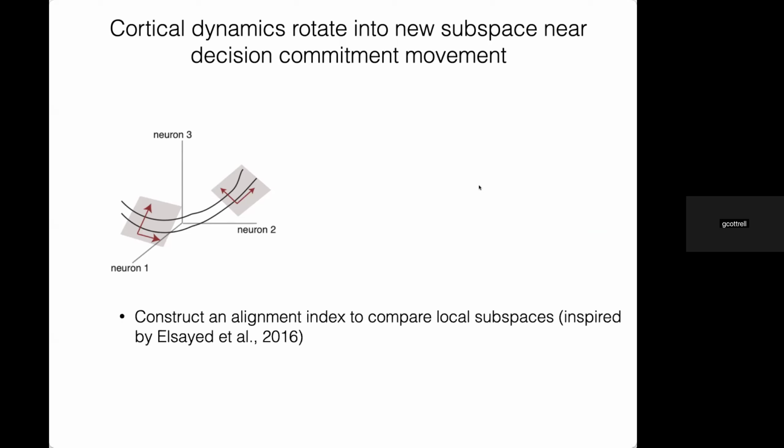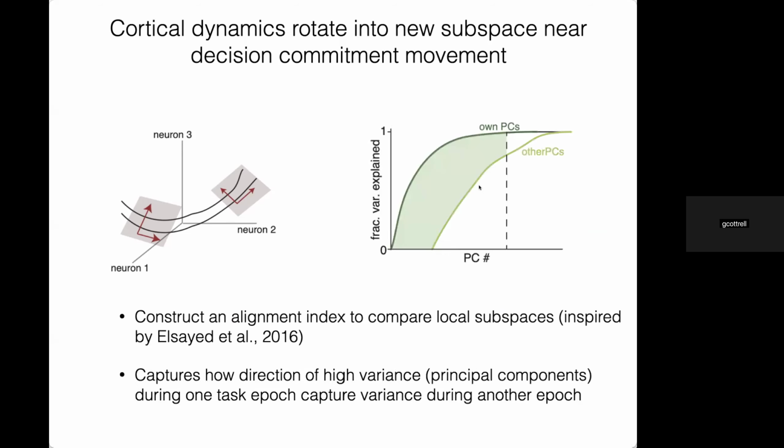And we were inspired by work in motor cortex to construct some sort of alignment index that captures how these subspaces change. I can go into the method a little bit more, but basically what we do is we use PCA to find subspaces of high variance during one task effort. And then we say, how well do those subspaces of high variance capture activity during another task effort? And so those are those two plots there.